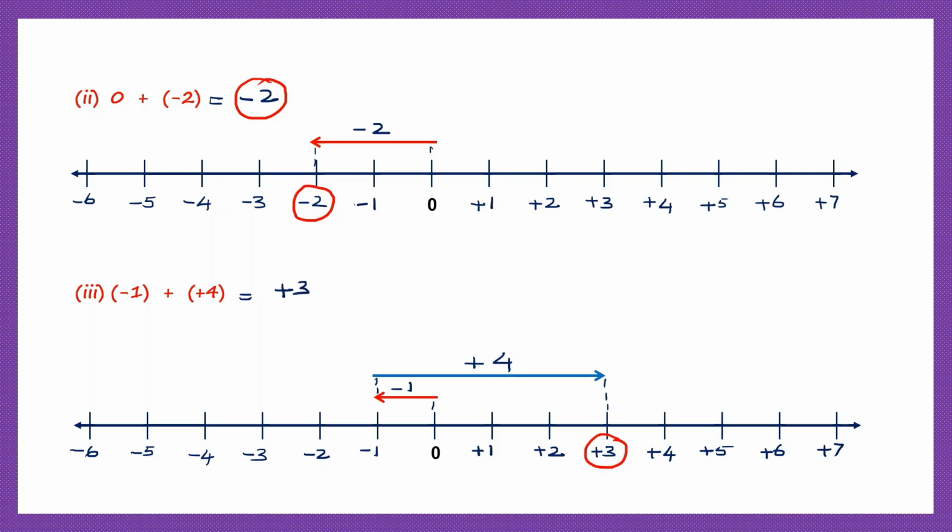So now can you look at the question, children? Now here we have one minus sign and one plus sign. So when signs are different, put the sign of the bigger number and subtract. 4 minus 1 is 3. So this is correct and we've done that on the number line also.